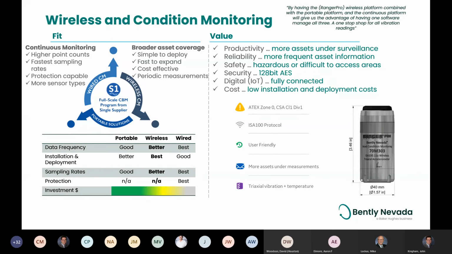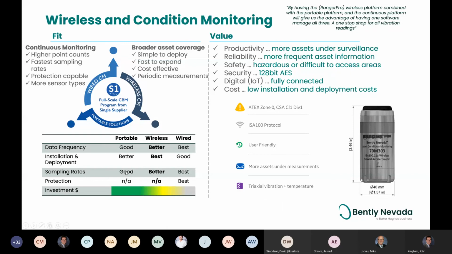It does have that 128-bit AES encryption. Of course, everything is digital, so it is fully connected. And it has a low installation and deployment cost. You're not wiring things, and that's where things get very expensive. I guess I stopped on my little chart here at data frequency. But installation and deployment, the portable, you have somebody walking up to a machine every day. You've got a cost there. Wireless, you install it, you forget about it. It's the best for installation and deployment. Wired is good, but you do have electrical costs that are quite high sometimes.